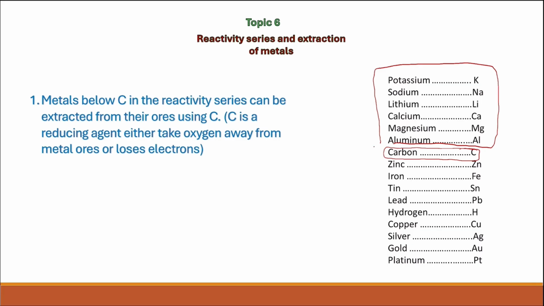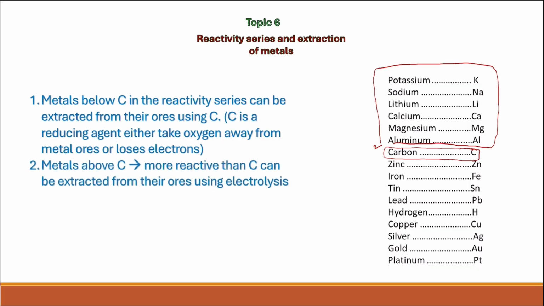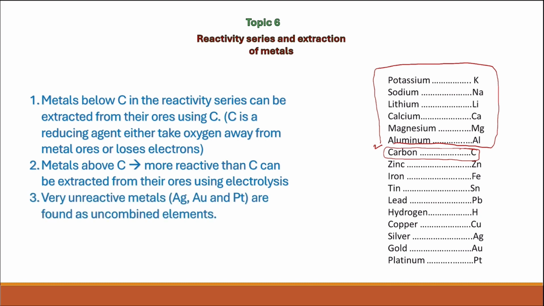So something like aluminium, they tend to ask you why aluminium cannot be extracted from aluminium oxide using carbon. This is because aluminium is above carbon in the reactivity series and the carbon cannot displace the aluminium. However, what type of extraction can we use? We can use electrolysis.